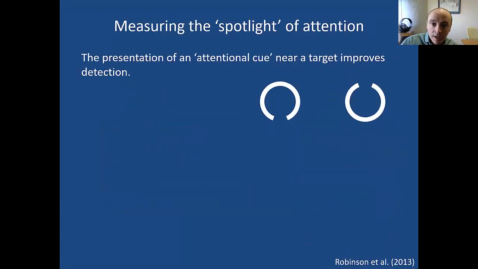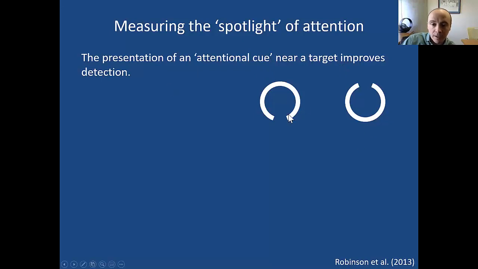Okay, so how can the divisive normalization hypothesis of autism make predictions that match known behavioral findings? This was a question that we wanted to first look at. So we built a neural network model and used that neural network model to see if we can account for known behavioral findings in the visual psychophysics literature associated with autism. And one of the papers we picked up on was from Robinson and colleagues in 2013, who measured the spotlight of attention in autism. There's a well-known finding that presenting an attentional cue near a target will improve detection.